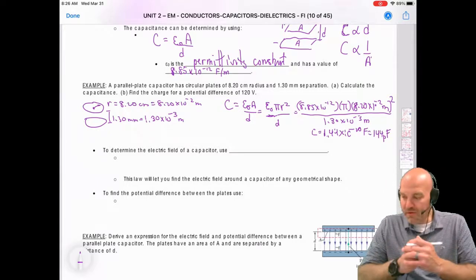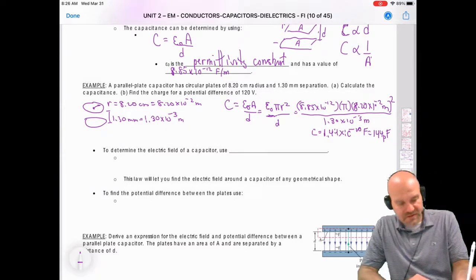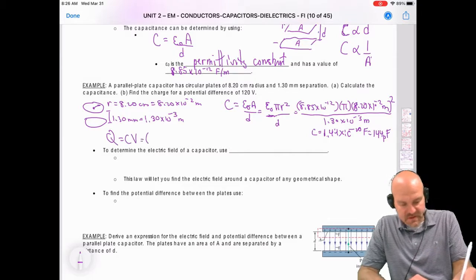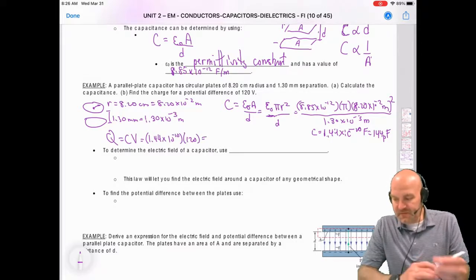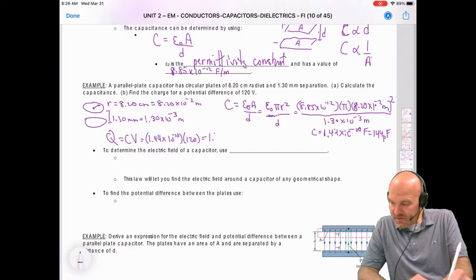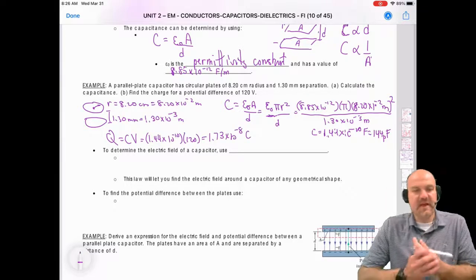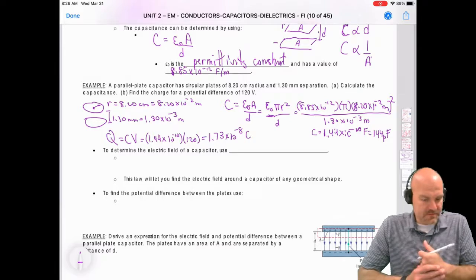And then for part B, we're just going to use Q equals CV to find the charge. So we're going to take that number we just found, 1.44 times 10 to the negative 10th, and multiply that by 120. And this will give us the amount of charge that is stored in the capacitor. So that's going to be 1.73 times 10 to the negative 8th coulombs.